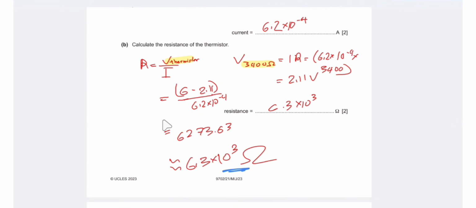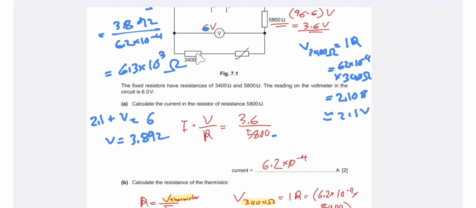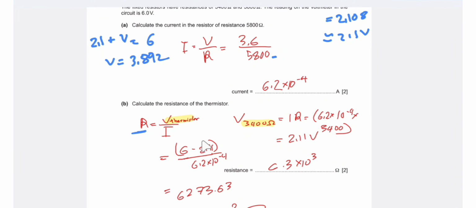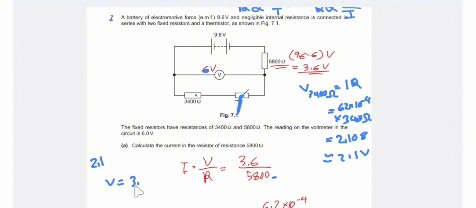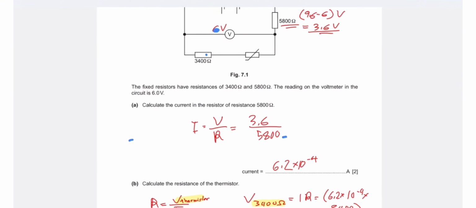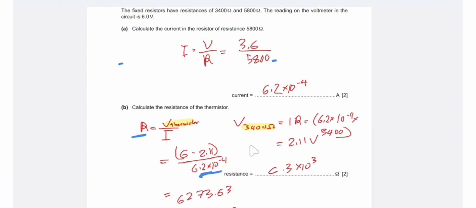Now again, if we just discuss this, we need to find the resistance of the thermistor. Now what is the resistance? Resistance is equal to voltage by current, and since the system is connected in series, the resistors are connected in series. So in a series circuit, we know that the current is the same, and we have found the value of current, that is 6.2 into 10 to the power negative 4. So we know the value of current.